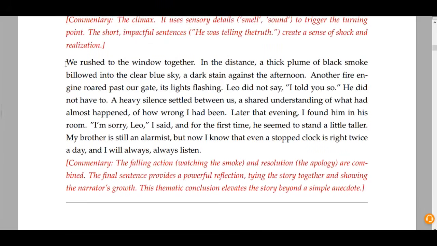The end of the paragraph: We rushed to the window together. In the distance, a thick plume of black smoke rose into the clear blue sky, a dark stain against the afternoon. Another fire engine roared past our gate, its lights flashing. Leo did not say, "I told you so." So it actually turned out that he was telling the truth.